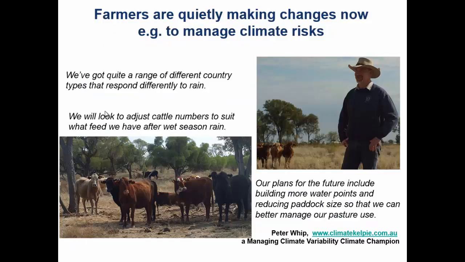Farmers are getting on with it. They're quietly making changes. This is a farmer that I know in Queensland. He's looking at what he does. He's examining his land better, adjusting to different aspects of the land, and adjusting his cattle numbers to suit rainfall, taking advantage of more accurate seasonal forecasts. And he says, our plans for the future include building more water points and reducing paddock size. He's also choosing smaller animals that are more heat resistant. Farmers are doing this. We need to work with them.